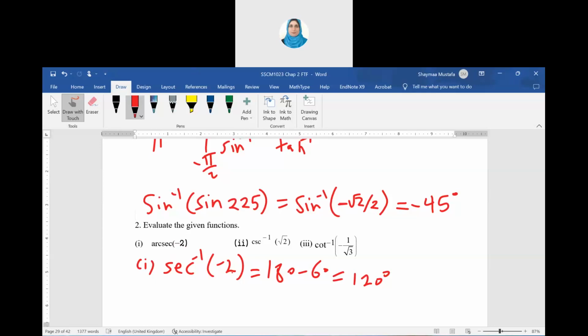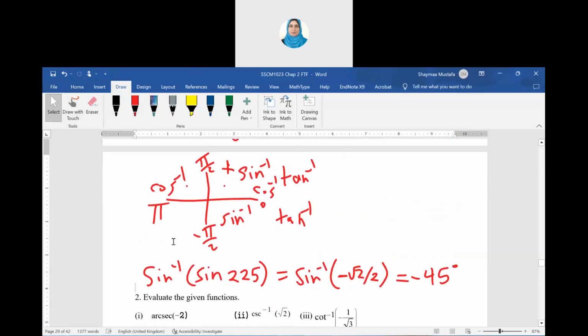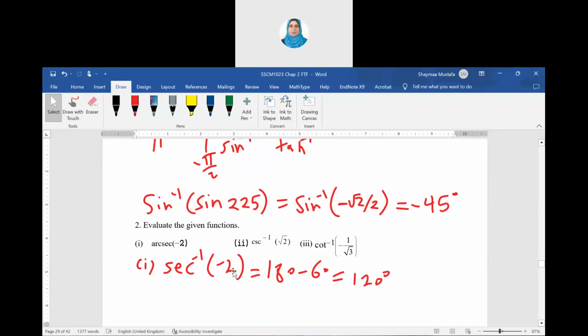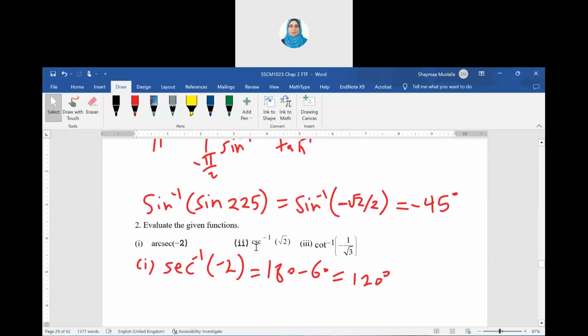Why? Because I calculated with the negative value, you cannot take the value from the third quadrant. Actually, the third quadrant also has an angle with sec minus 2. But your cos inverse and sec inverse range from 0 to pi. So you have to follow the range for your function.